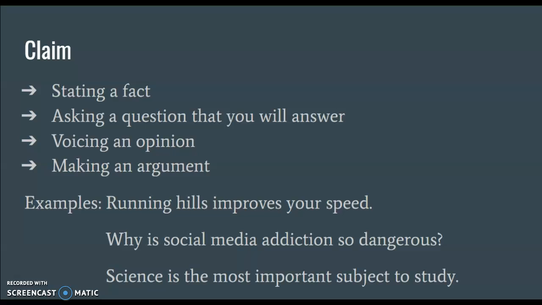So here are some examples. Maybe I'm stating a fact: running hills improves your speed. Okay, so that could be an example of stating a fact. Asking a question: why is social media addiction so dangerous? Voicing an opinion or making an argument. These can look kind of the same. Maybe I'd say science is the most important subject to study. So those are all examples of claims, different ways you can phrase or frame the claim that you wish to make.